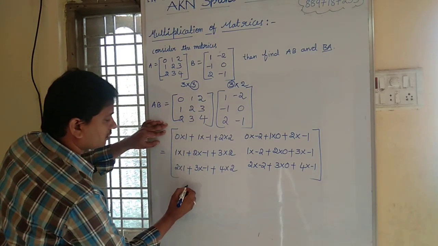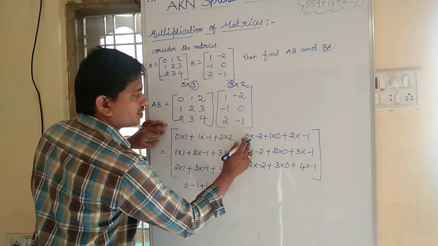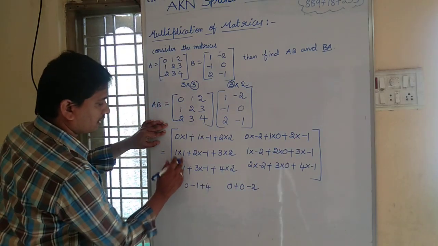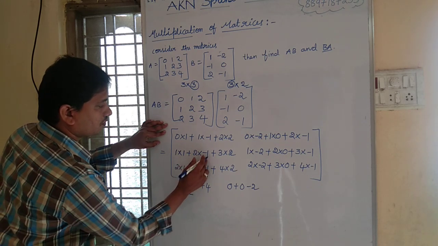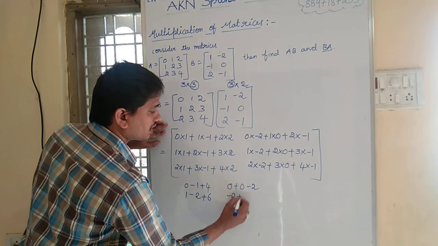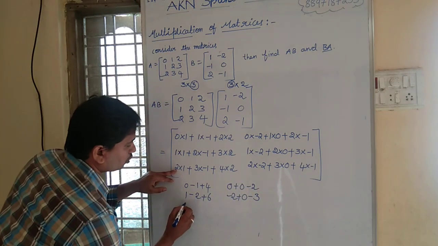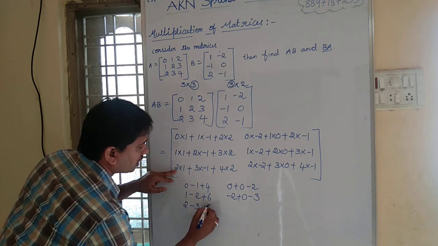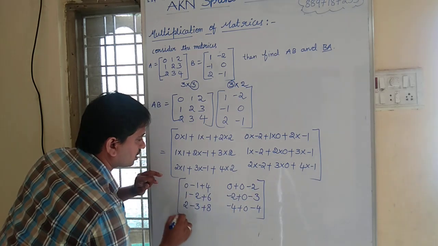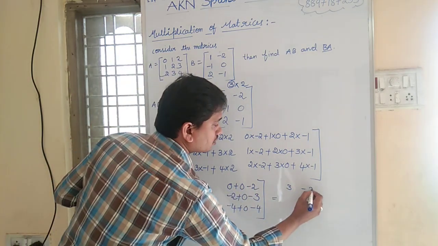Clear, children? 0 into 1 is 0, plus 1 into minus 1 is minus 1, plus 2 into 2 is 4. 0 into minus 2 is 0, plus 1 into 0 is 0, plus 2 into minus 1 is minus 2. 1 into 1 is 1, plus 2 into minus 1 is minus 2, plus 3 into 2 is 6. 1 into minus 2 is minus 2, plus 2 into 0 is 0, plus 3 into minus 1 is minus 3. 2 into 1 is 2, plus 3 into minus 1 is minus 3, plus 4 into 2 is 8. 2 into minus 2 is minus 4, plus 3 into 0 is 0, plus 4 into minus 1 is minus 4.